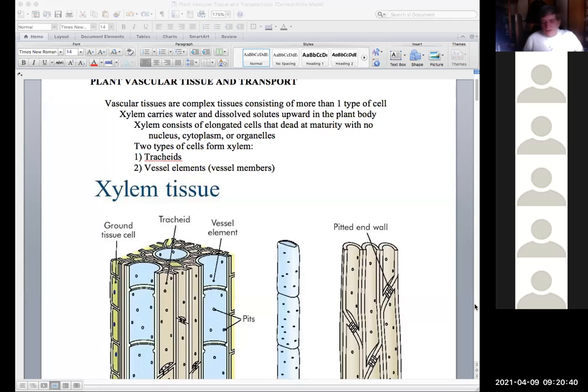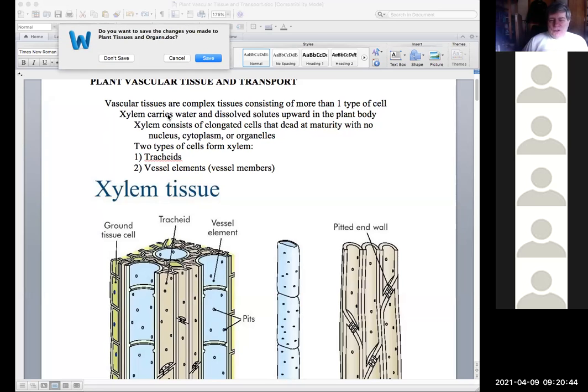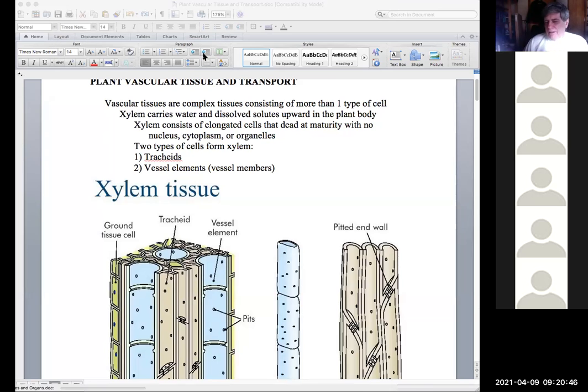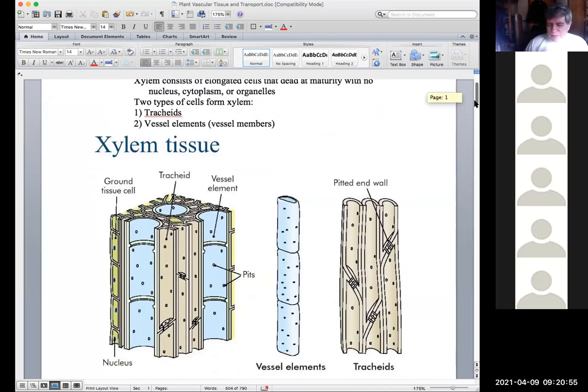Okay, with most of the types of tissue that we've been discussing, we actually looked at the types of cells in the tissue and some things like that, but I didn't really talk about that when we just discussed xylem and phloem. So now we want to look at the actual cells in xylem and phloem. So hopefully you see some xylem cells right now. If you don't, let me know.